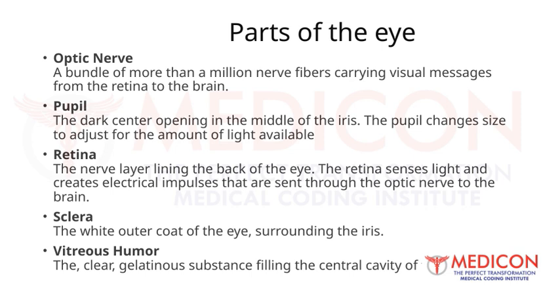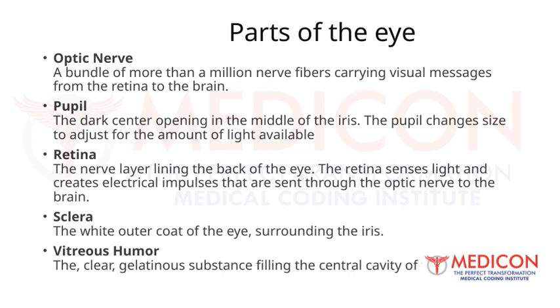Next is the pupil, which is the dark center opening in the middle of the iris. Its fascinating ability to change size helps the eye adjust to different light conditions, widening in dim light and shrinking in bright light to protect the retina.